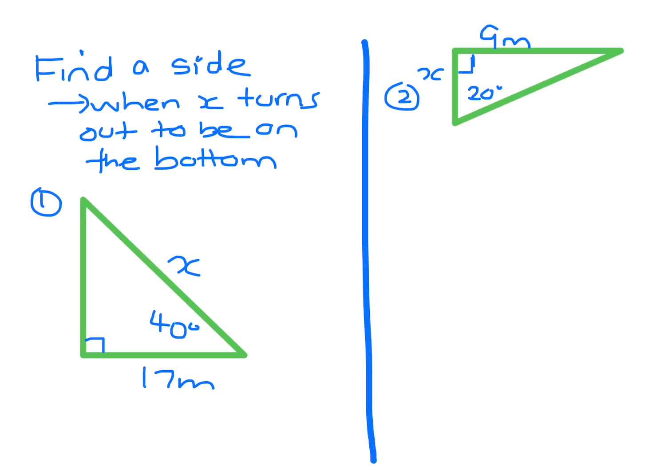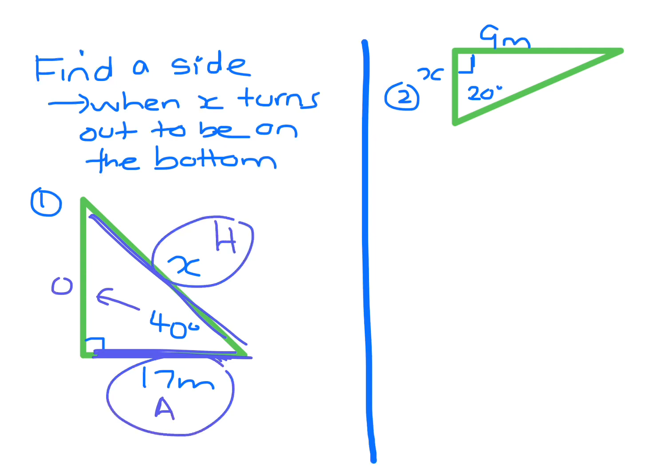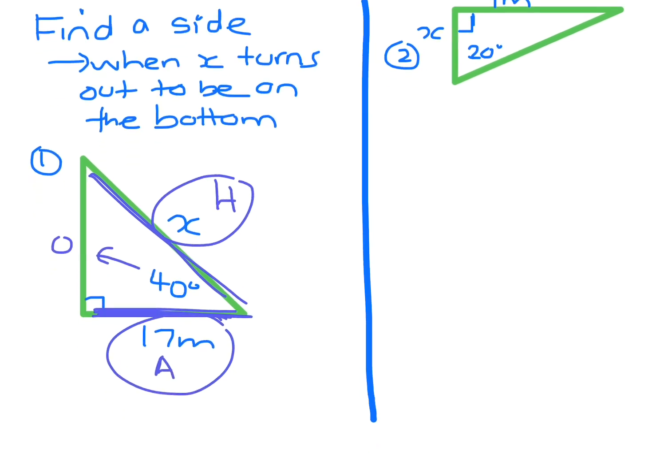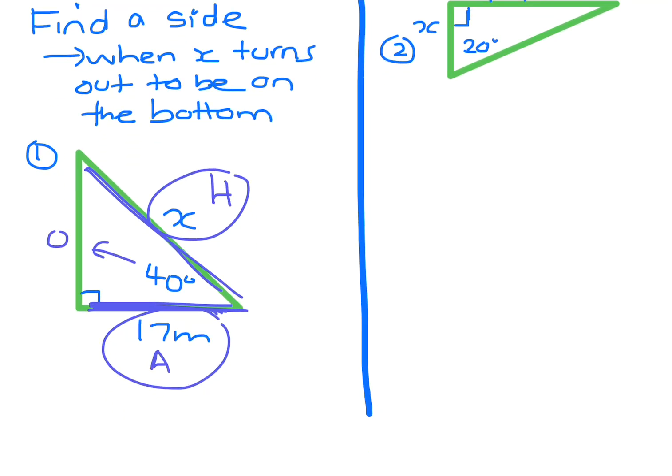A funny side when x turns out to be on the bottom. Okay, so when you look at this, that's the opposite side. The one that is next to the 40, that's your adjacent. It's on the arm. And the one on the biggest side, that's the hypotenuse. So when we look at this, we've identified what it is because we have A and H, so it's CAH, so it's cos.